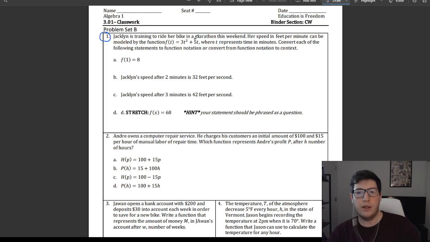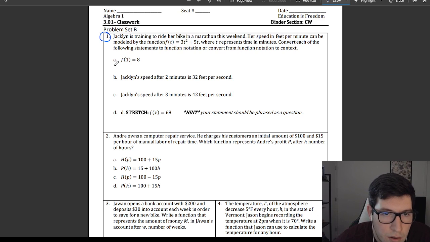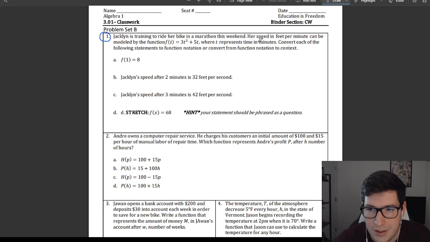All right, and bringing it back together, we're going to try and go through this kind of quick. We know that Jacqueline is riding her bike in a marathon this weekend. Her speed in feet per minute can be modeled by the function f of t is equal to 3t squared plus 5t, where t represents time in minutes. Convert each of the following statements to function notation, or convert them from function notation to context.